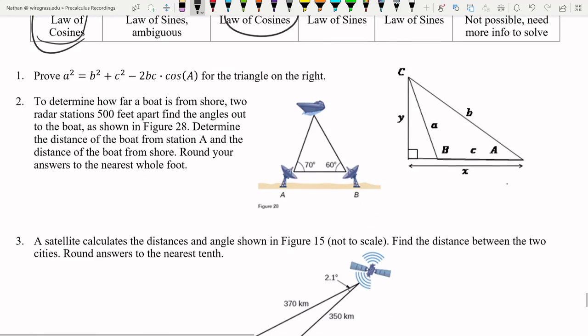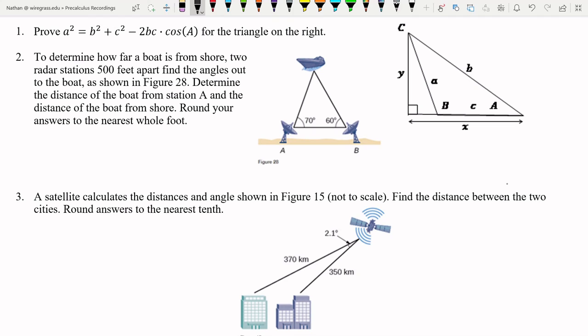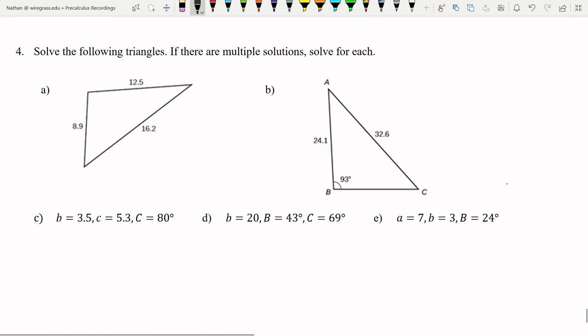All right, give it a try in numbers 1, 2, and 3, as well as number 4.